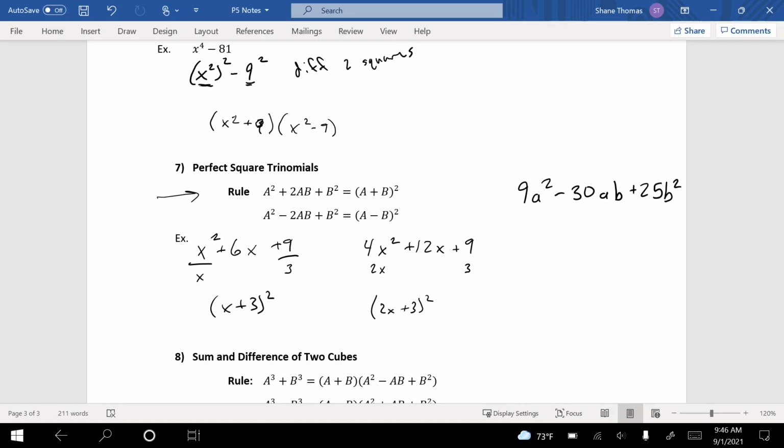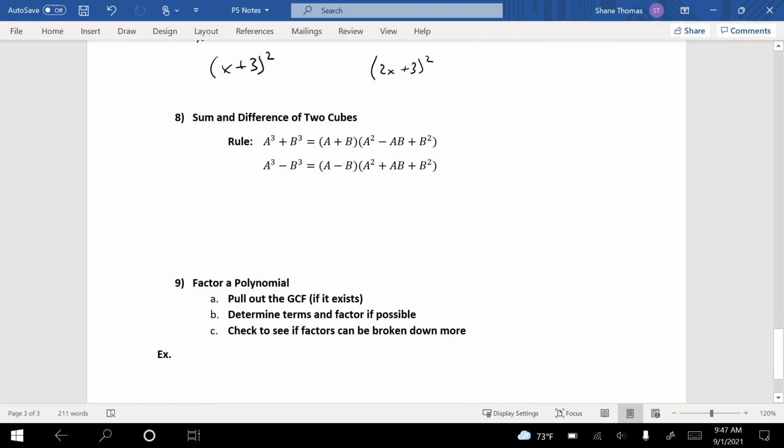Boone, you got it for us? 3a minus 5b squared. We agree? Yeah. Yep, I agree with you too. Okay, perfect square. This would be 3a. Perfect square. This would be 5. We can just put the b in too if you want. Okay, 3a times 5 is 15a times 2 is 30. That fits there. We're in good shape. Just subtraction here, so we have to put it there. All right.